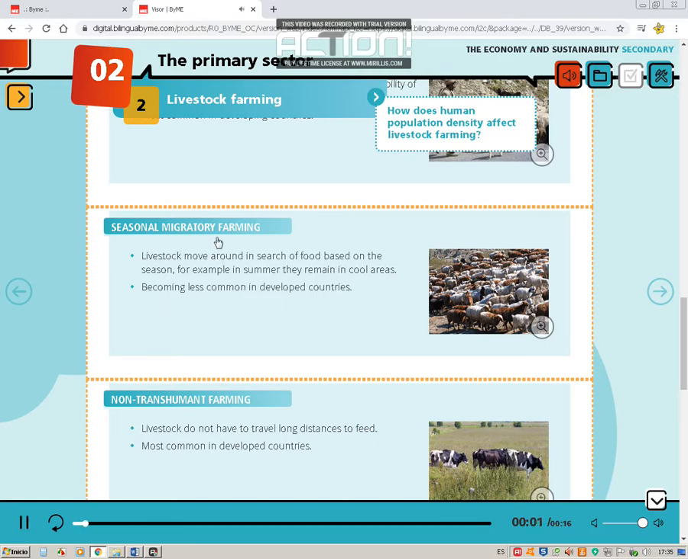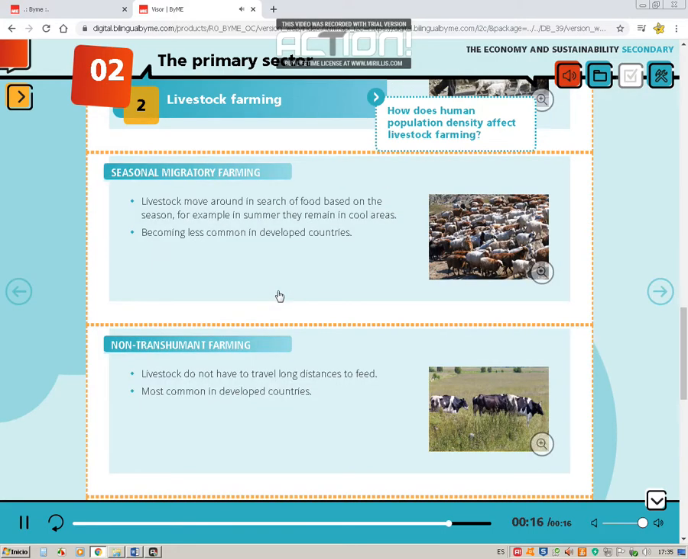Seasonal migratory farming. Livestock move around in search of food based on the season. For example, in summer they remain in cool areas. Becoming less common in developed countries.